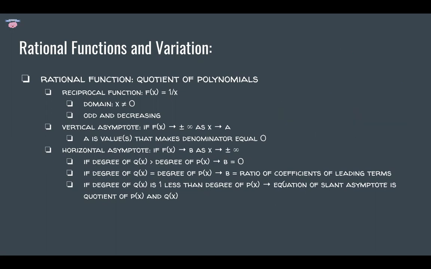Next, for this one, if I had 1 over x, for example, then b is equal to 0. If I had (x plus 2) over (2x plus 1), then b is equal to 1/2. It's the ratio of the leading coefficients of the leading terms. And if the numerator's degree is 1 more, so for example, if I have (x squared plus 2) over (x plus 2), then you basically divide them, find the quotient, and that's the equation of the slant asymptote.